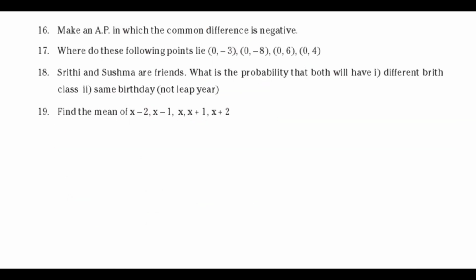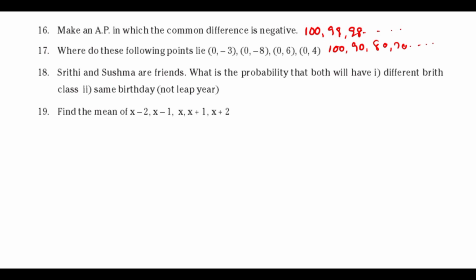Next question. Make an AP in which the common difference is negative. Common difference negative, it's very simple. You just take descending order. Like for example 100, 99, 98, and so on. Otherwise if you want, you can take 100, 90, 80, 70, and so on. These all have a negative common difference.